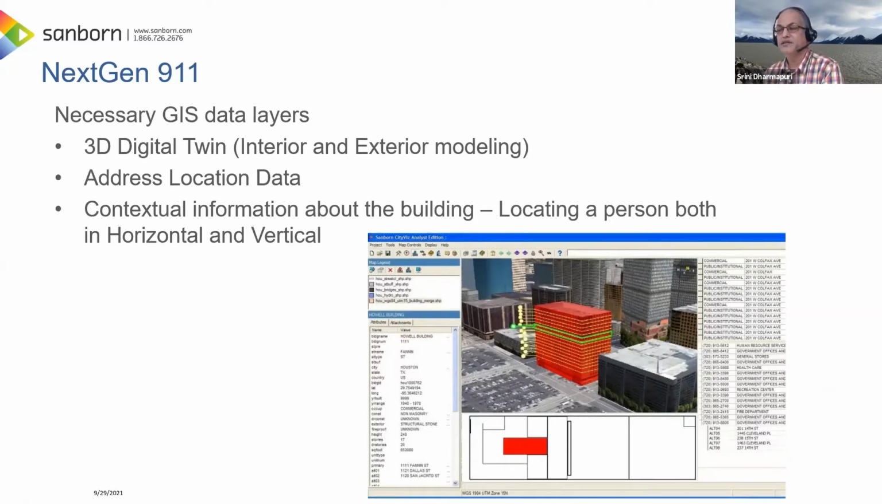And this is one of the hot topics right now. What is the use of a 3D digital twin? Primarily, what we are expecting is it will have the address location data. The most important thing is with the digital twin, you can locate a person both in horizontal and vertical direction. That means exactly, if it is a building, and within the building, multiple floors, multiple rooms. And with the help of the digital twin, primarily, you can say this person, whoever has made the call, is at the XYZ location. So that is what we see as one of the real use cases for the next gen 911.